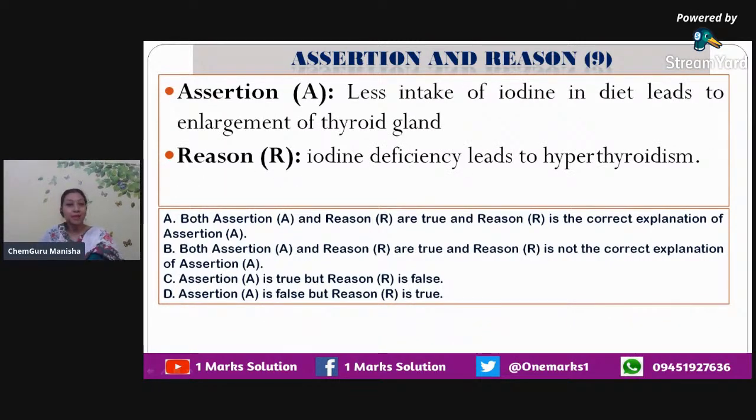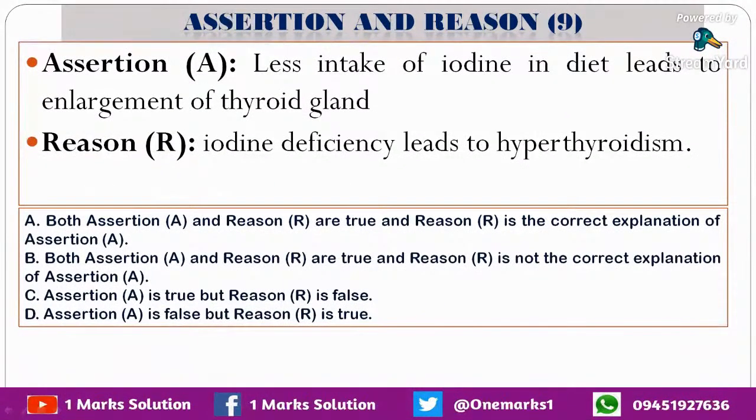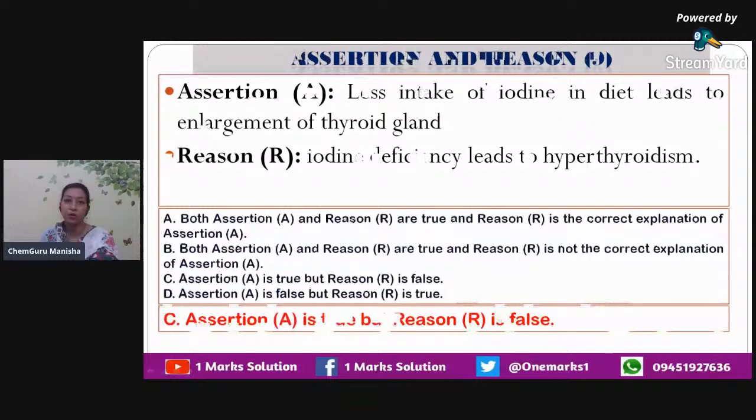Ninth statement that we have is less intake of iodine in diet leads to enlargement of thyroid gland. That is absolutely true because शायद आपने class 7, 8 में भी पढ़ा होगा deficiency of iodine causes goiter. So thyroid gland में यहाँ पर आपको problem होने लग जाती है. So assertion आपका यहाँ true है. And reason says iodine deficiency leads to hyperthyroidism. ये गलत है. It's hypothyroidism. Hyper नहीं होता है. तो इसीलिए assertion is true but reason is false.